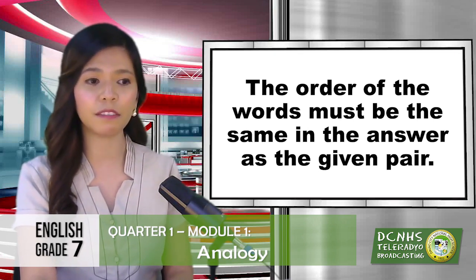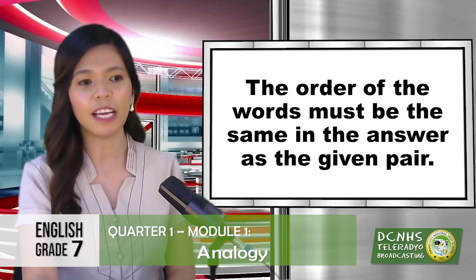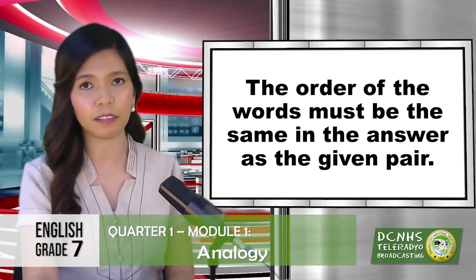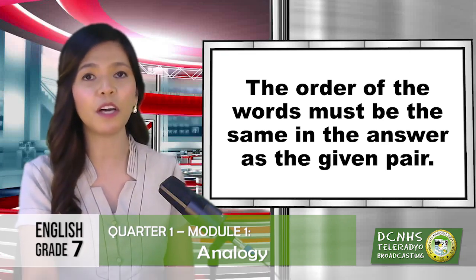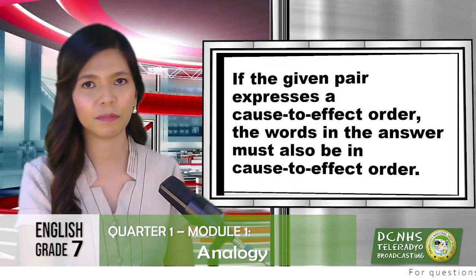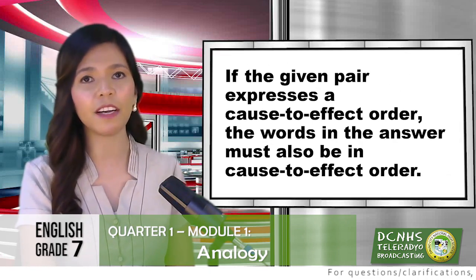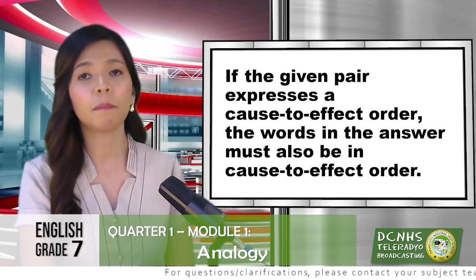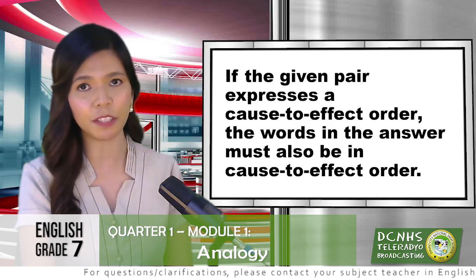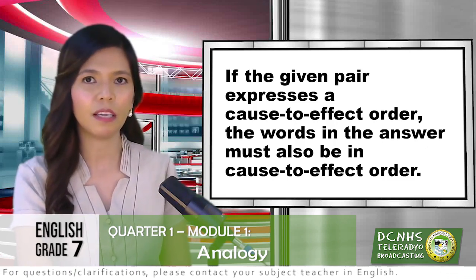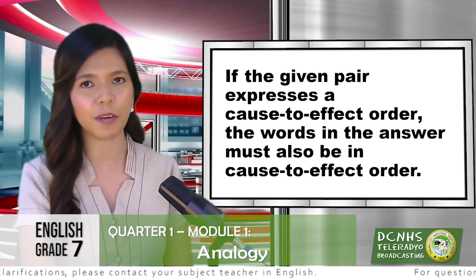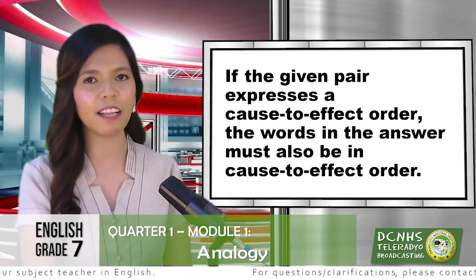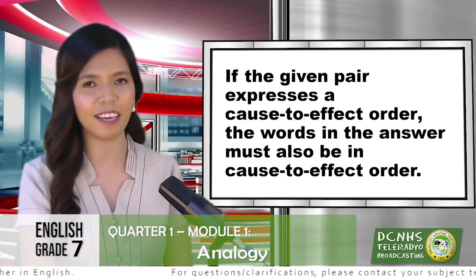The order of the words must be the same in the answer as the given pair. The first word must be a part. The second word must also be the whole. If the given pair expresses a cause-to-effect order, the words in the answer must also be in cause-to-effect order. For example, the cause is heavy rain. The effect would be flood. So, our analogy would be heavy rain is to flood.